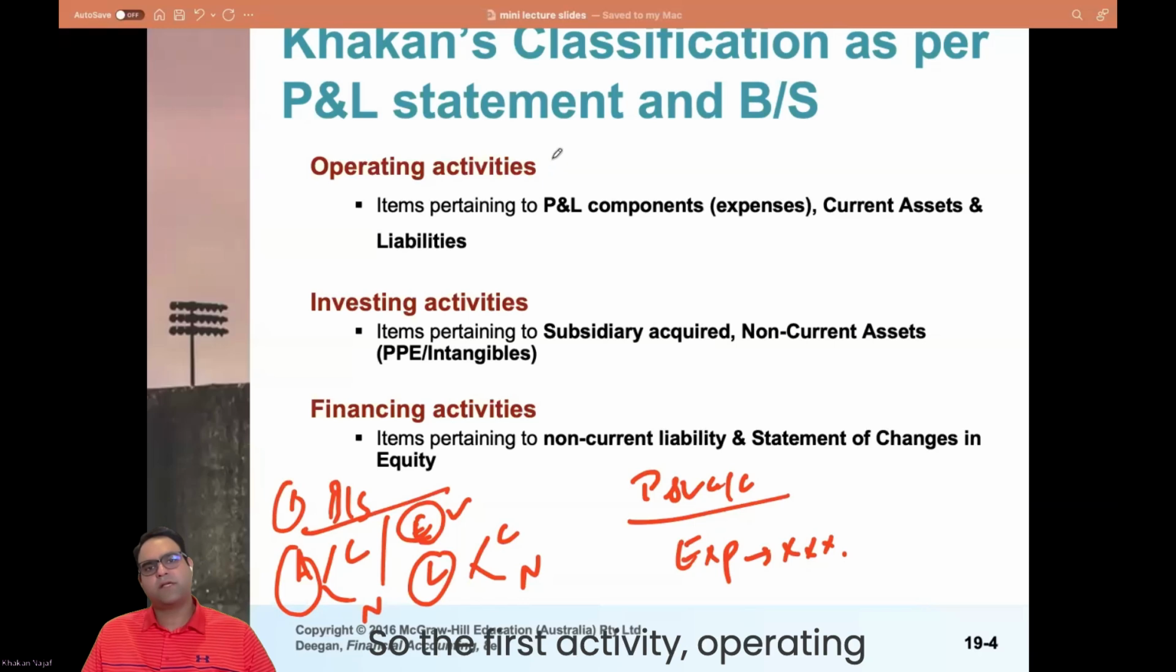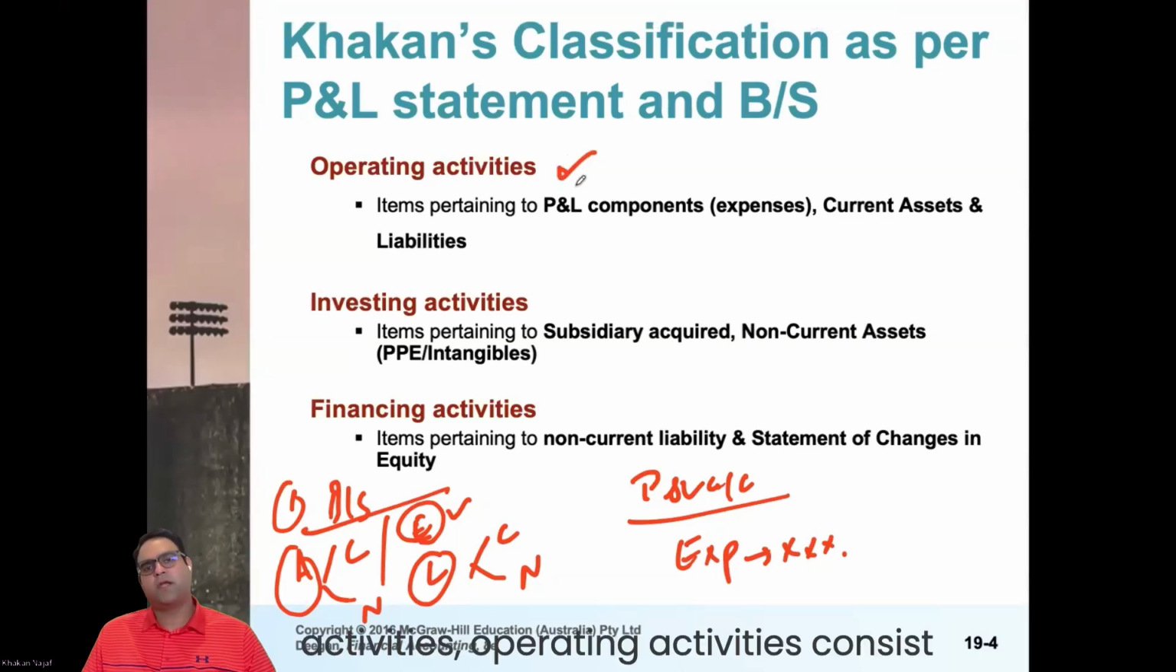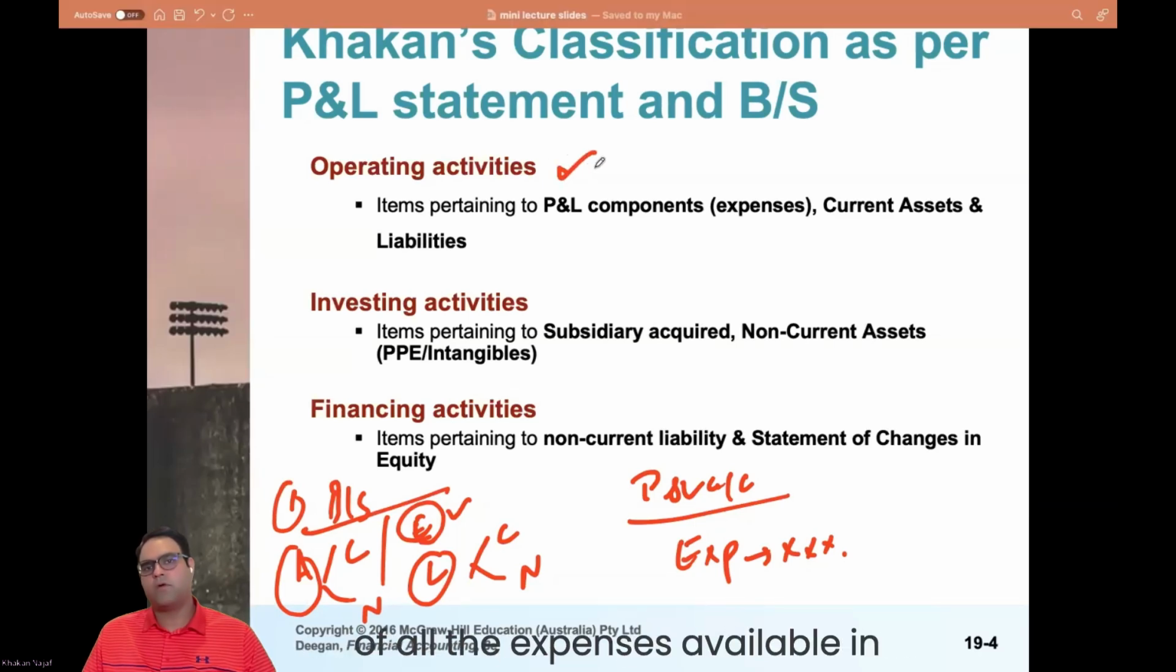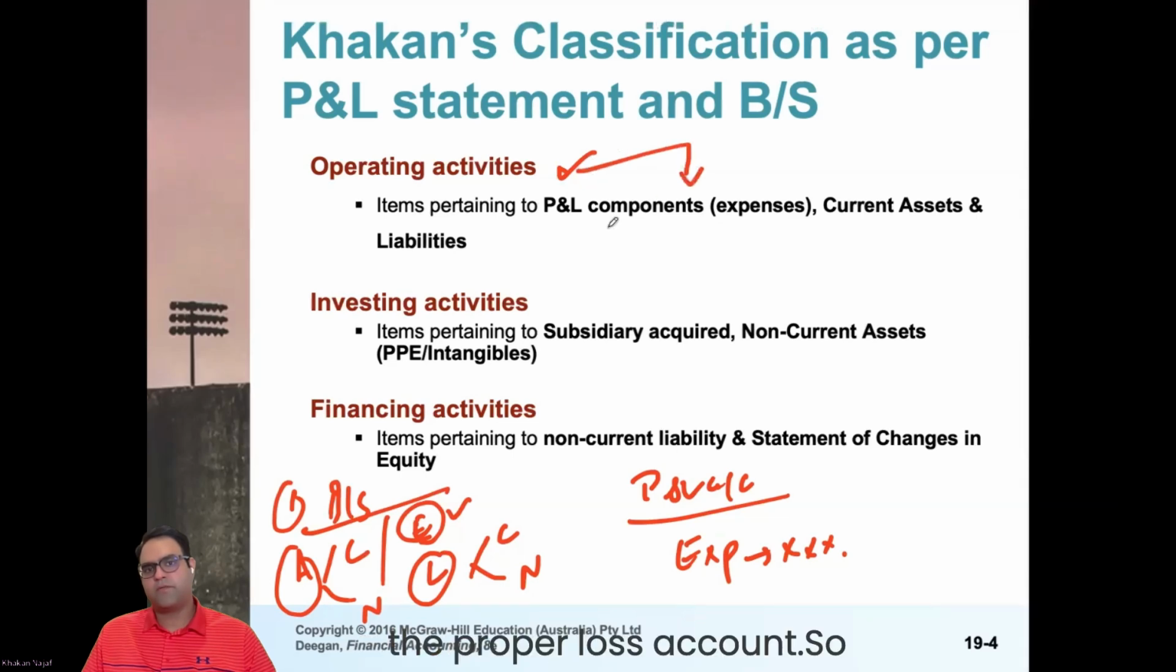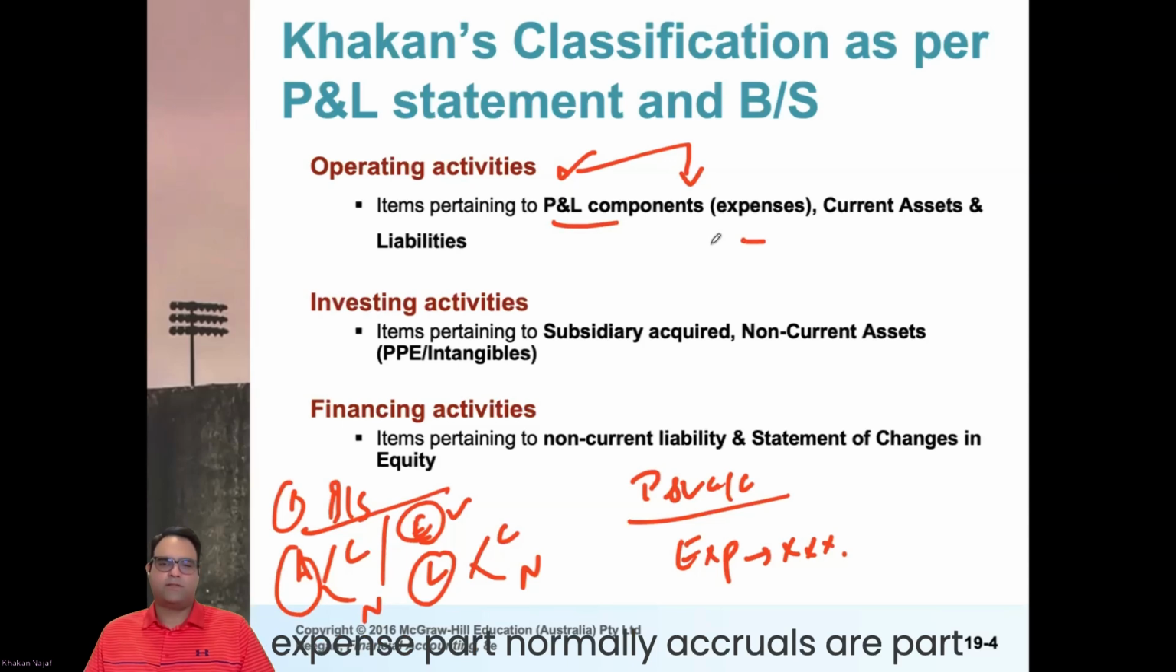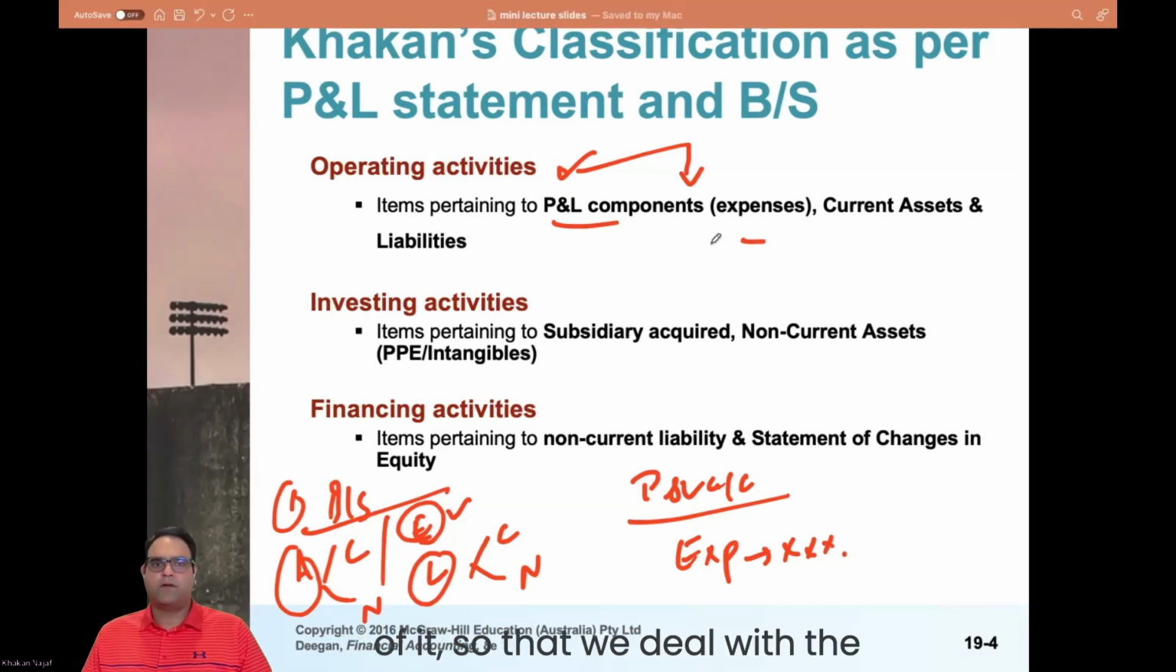So the first activity, operating activities. Operating activities consist of all the expenses available in the profit and loss account. So the expense part, and normally accruals are part of it. So that we deal with the operating activities. And you will find a few more expenses I will detail later on.